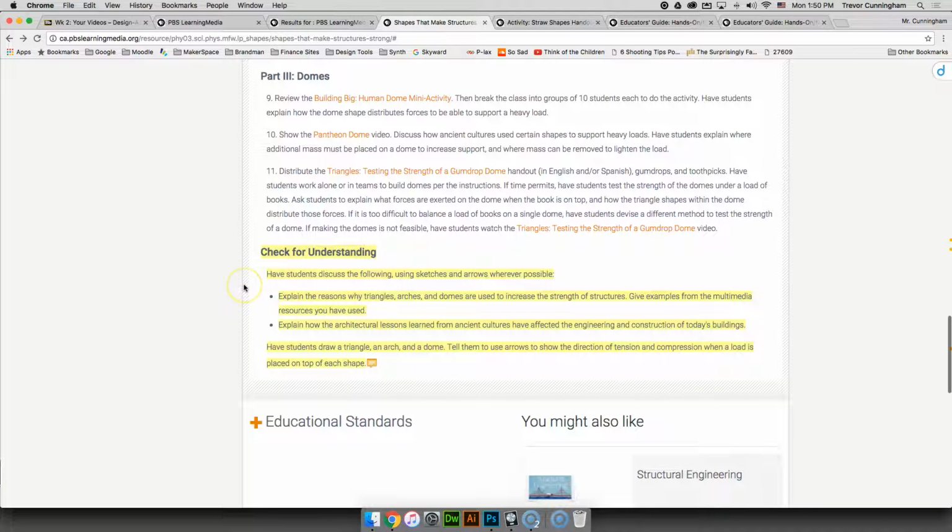So the assessment, I do have a mild concern about it because really it's just a class discussion. The way it's presented, it seems to have a formative assessment style for a summative assessment. But have each child draw each of the shapes and then use arrows to show the direction of tension and compression when a load is on that shape.